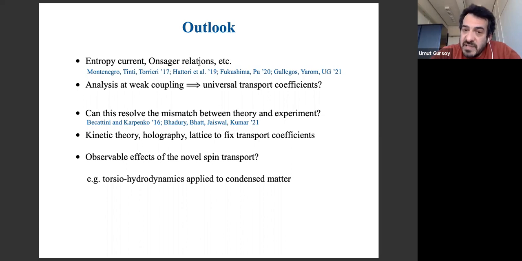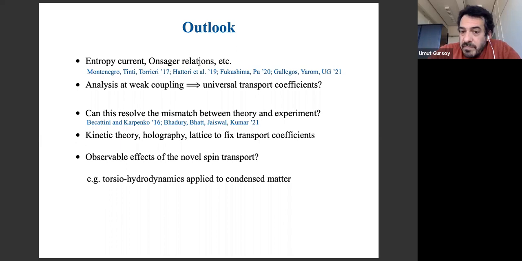We haven't done this calculation in our setup, so this setup is completely new. The spin hydrodynamic setup is new, and this may be able to solve this sign mismatch if we were able to calculate the spin transport coefficient. So that's important to do first. And then of course, matching to holography, kinetic theory, etc., is an interesting thing to do.